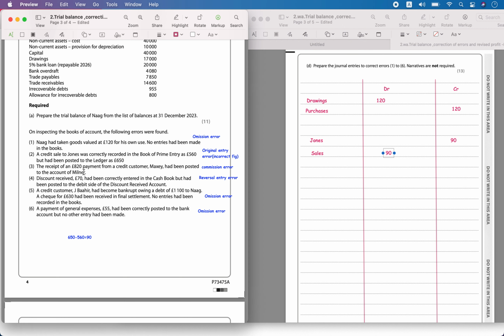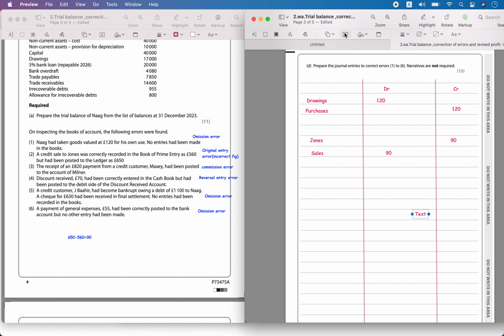and remove. Then the receipt of 820 pounds payment from a credit customer Maxi had been posted to the account of Milner. This is a commission error. Okay, so I got a receipt of 820. So let's write these two accounts, Maxi and Milner. Okay, these are the two accounts that are going to be affected, right? Now we have the 820 payment, which the credit customer Maxi had given. Okay, it has been posted in the Milner account.